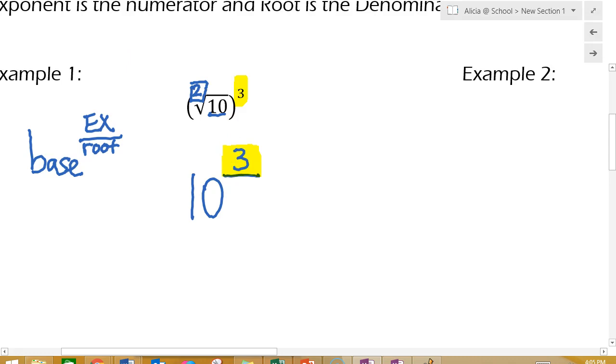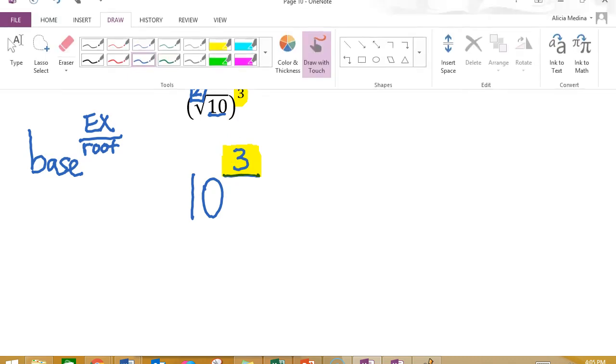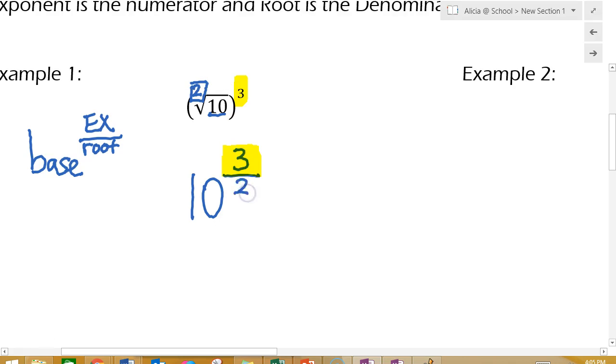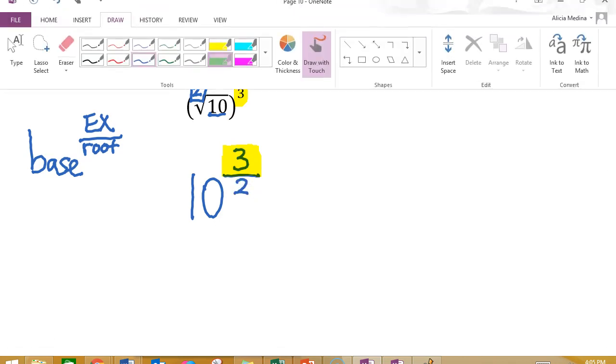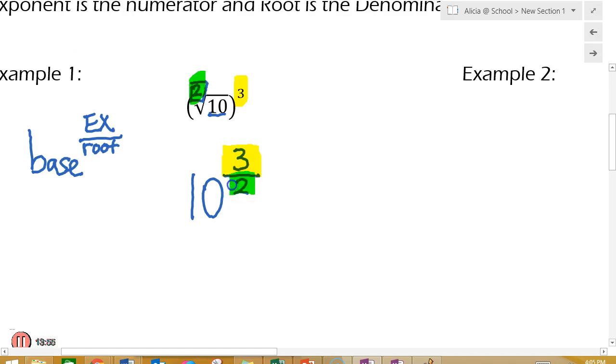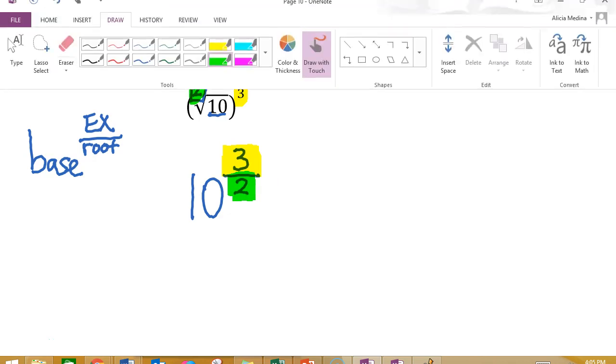As a numerator, I apologize. My denominator is going to be my root number, which was the number that you see over here as the index. That's all you have to do. You just got to rewrite back and forth.